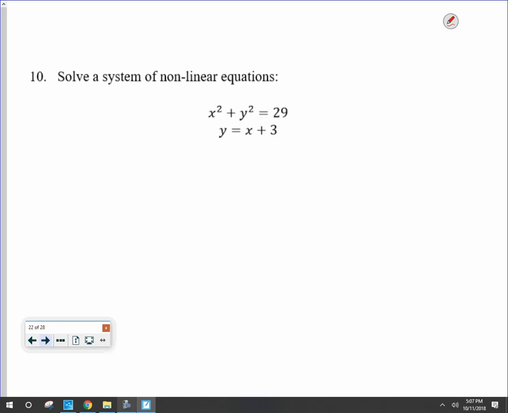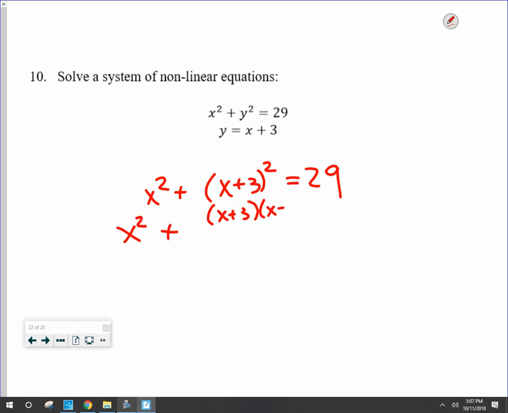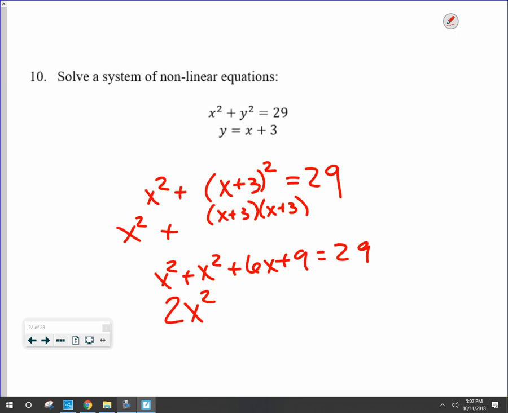Next one, this one actually is a circle with a line. Substitution allows me to take the bottom equation and substitute it in for y into the top equation. A lot of people are going to get this wrong because they're not going to FOIL. Same thing we talked about earlier: if you have a binomial being squared, you must FOIL. So x squared plus 6x plus 9 equals 29. Putting all the values on the same side.